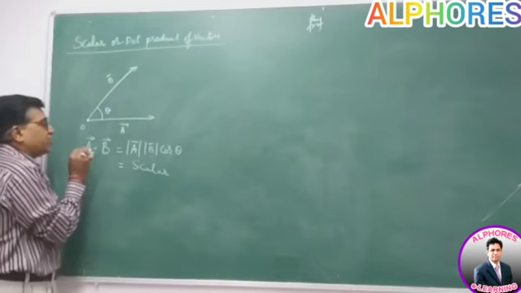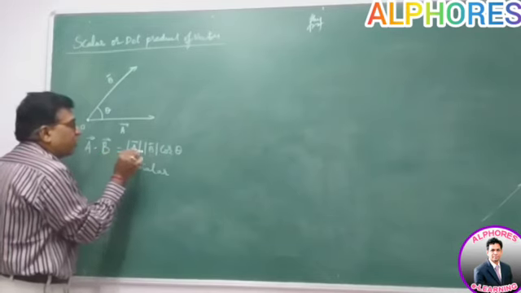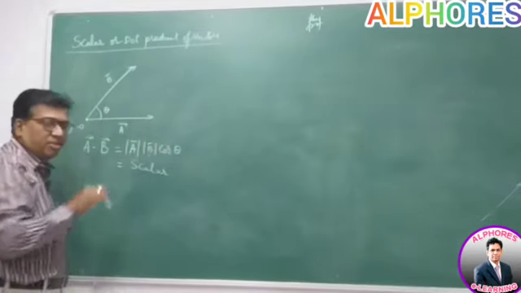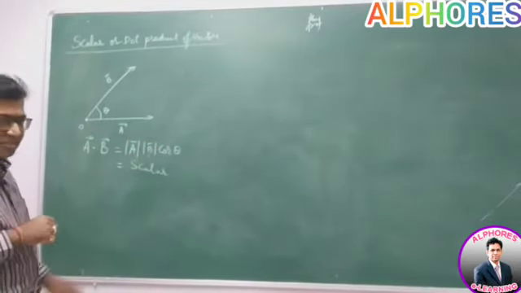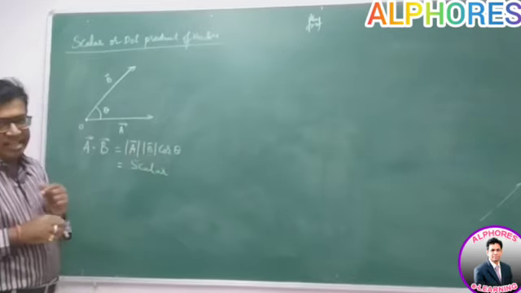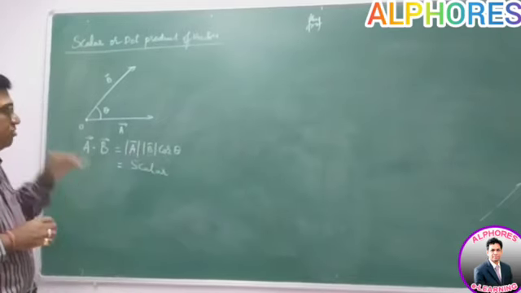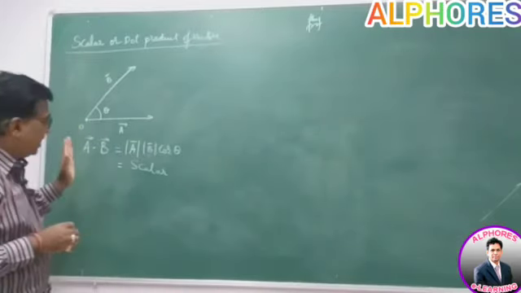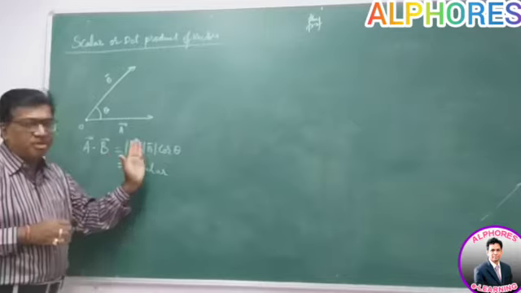So, the scalar product of two vectors is equal to the product of the magnitudes of the vectors and the cosine of the interior angle between the vectors. This has no direction, only magnitude, so it is a scalar. This way you define the scalar product of two vectors. So, A dot B is mod A, mod B, cos theta.